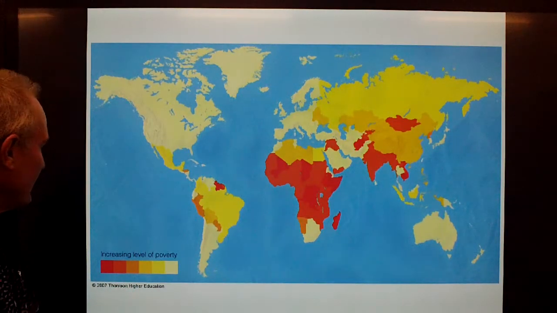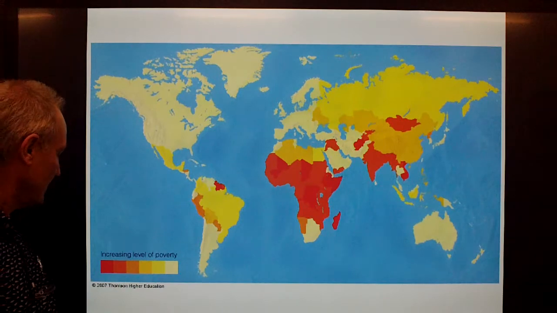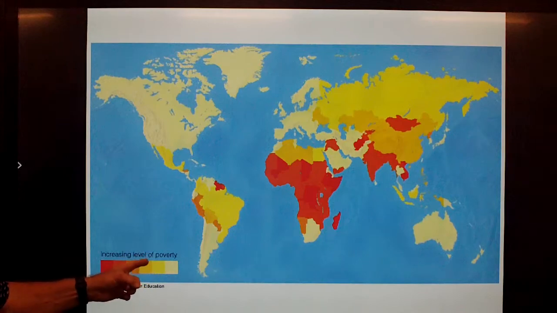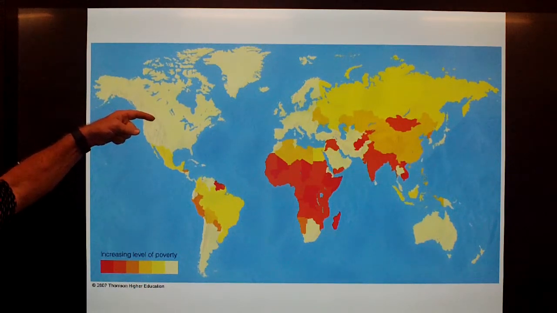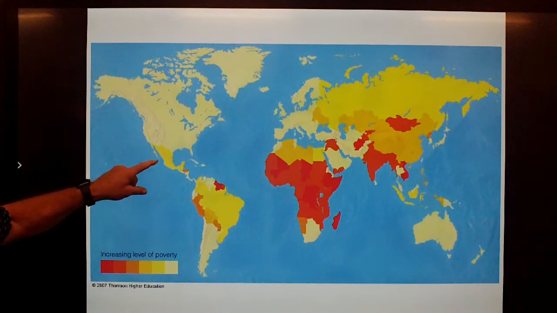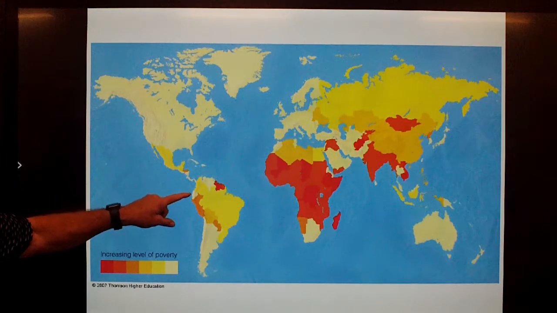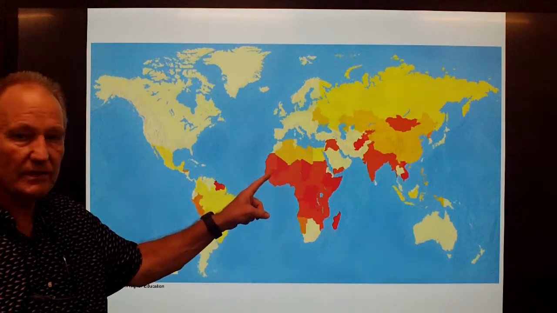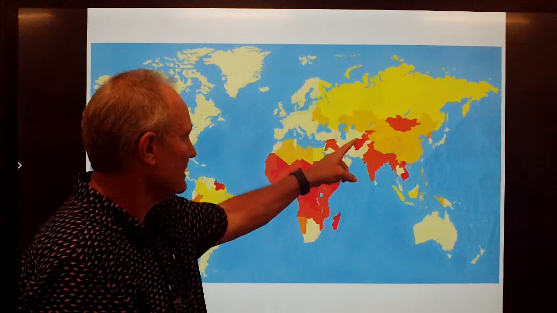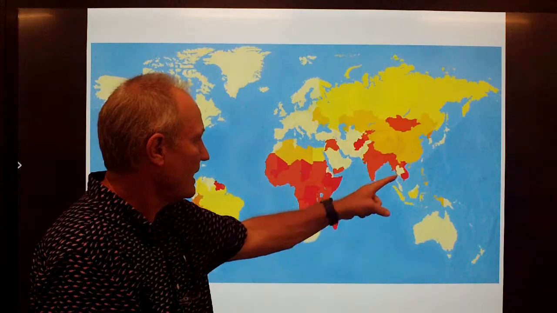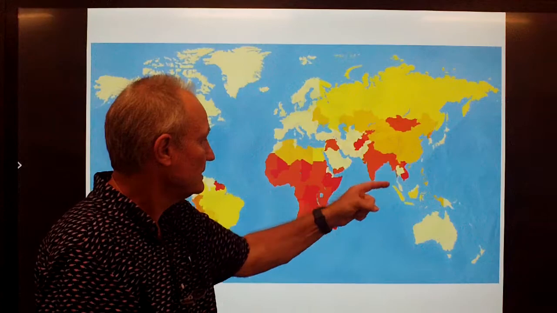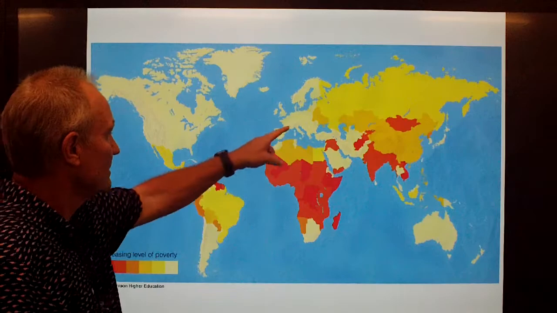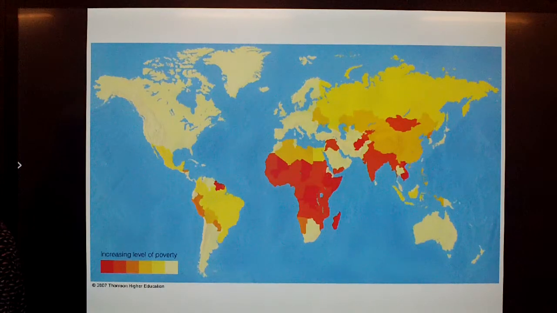All right, now let's look at the increasing level of poverty. In this case, red is high poverty, and the lighter color is less poverty. So in North America, both US and Canada, the level of poverty is pretty low. Mexico is a little bit higher, but not as bad as certain parts of South America. But Africa has some serious poverty hotspots, as do parts of the Mideast and parts of Southeast Asia. And China is not as high as Europe, but it's come a long way.